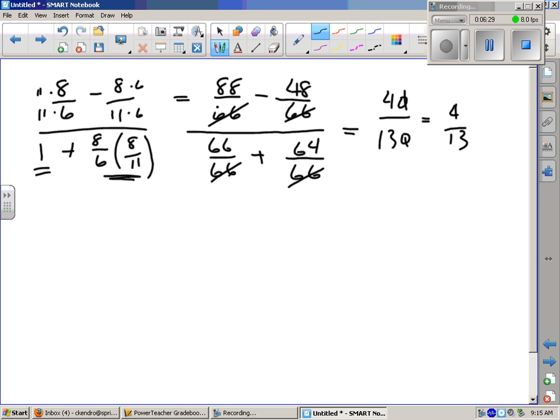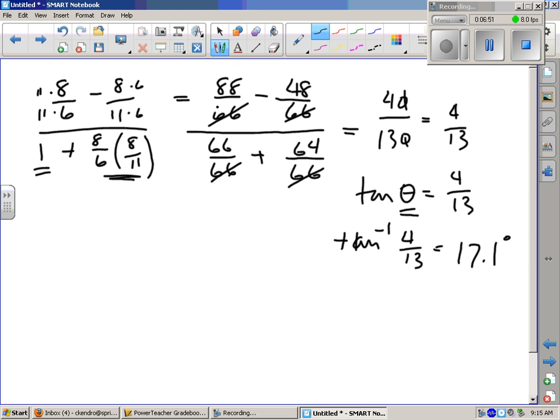Now that's not the answer. What that is, is the tangent of theta is 4/13. That doesn't tell me what the angle is. So to get the angle, we're going to do inverse tangent of 4/13. And we're going to do it in degrees, and the angle we get is about 17.1 degrees. There are normally two, but the other one's going to be much too big. It doesn't make sense in the real world. So 17.1 is the proper answer for that.